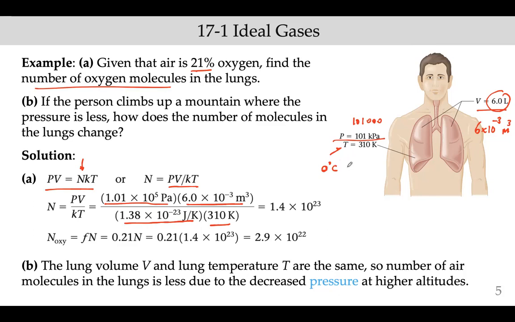0 degrees Celsius is 273 Kelvin. So this one is then about 30 more, so 310 Kelvin. What's the difference? It's about 37 degrees Celsius.